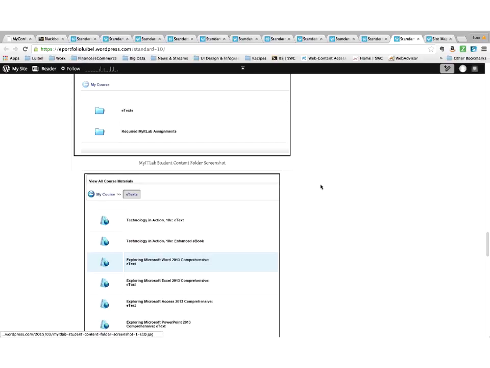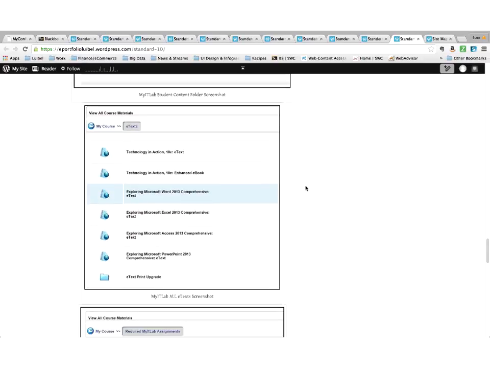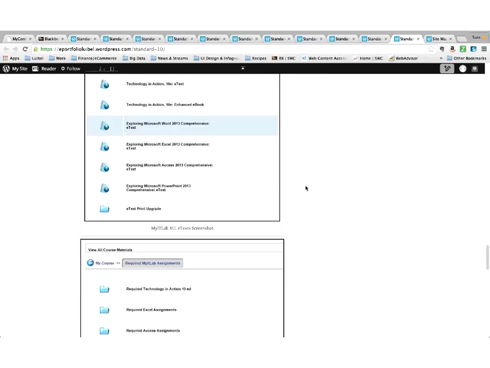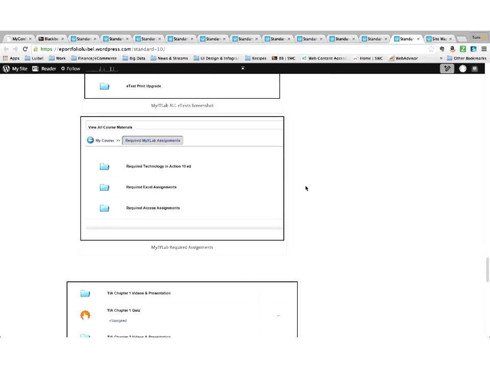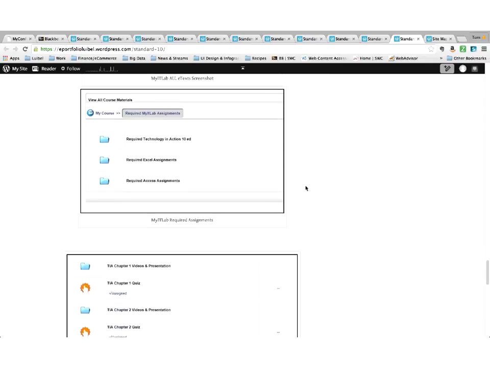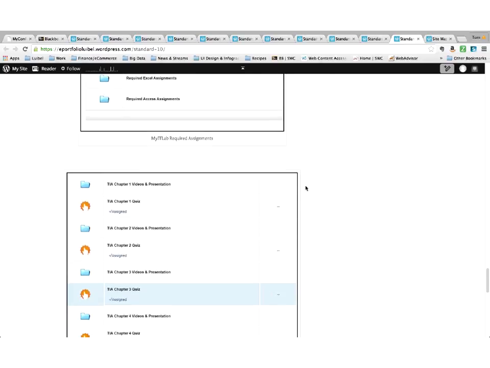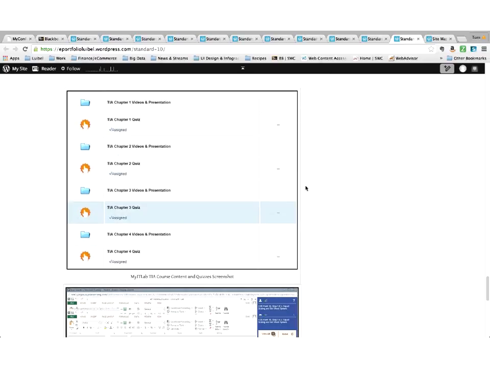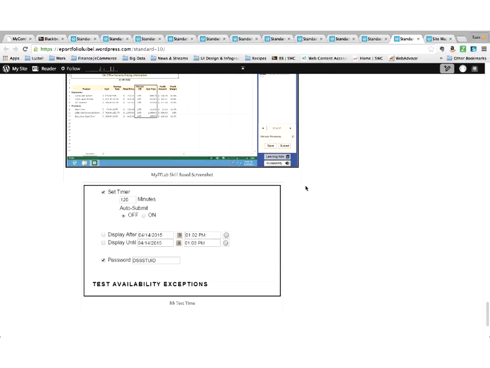I found that to be very helpful, so they know where their e-texts are, where their required assignments are. Here are just some examples of, when you click on a folder, here are the e-texts available to you, and of course there's assignments there. When you click on the required MyITLab assignments, what are my Excel, what are my Access, and what are my technology in action assignments. Here's just a little screenshot of the quizzes or the concepts. Here's another screenshot of a skill-based assignment.